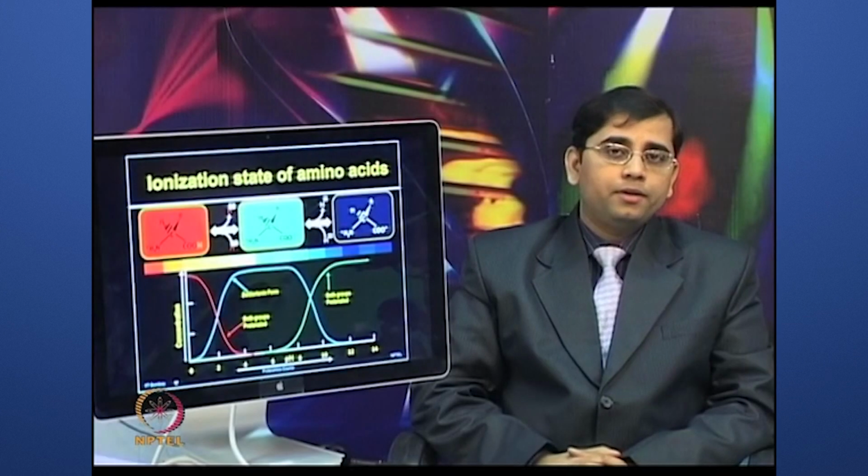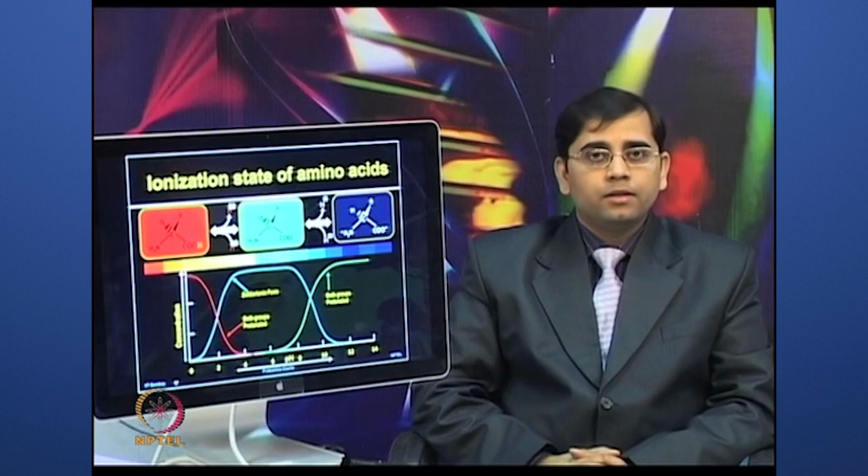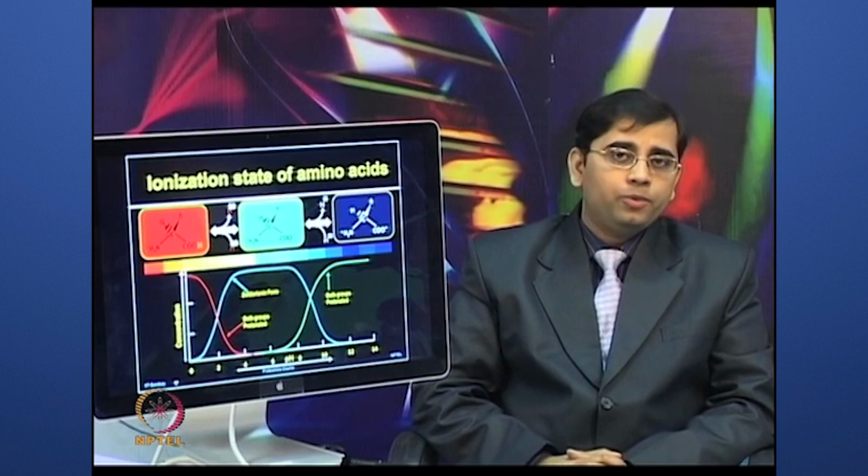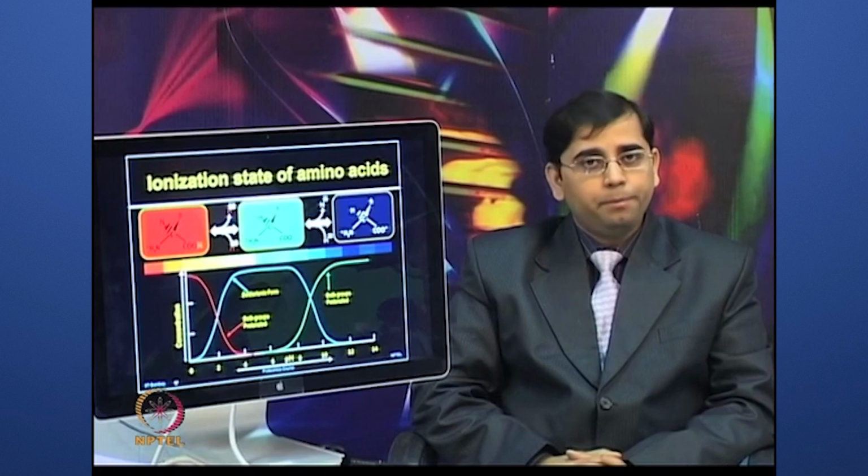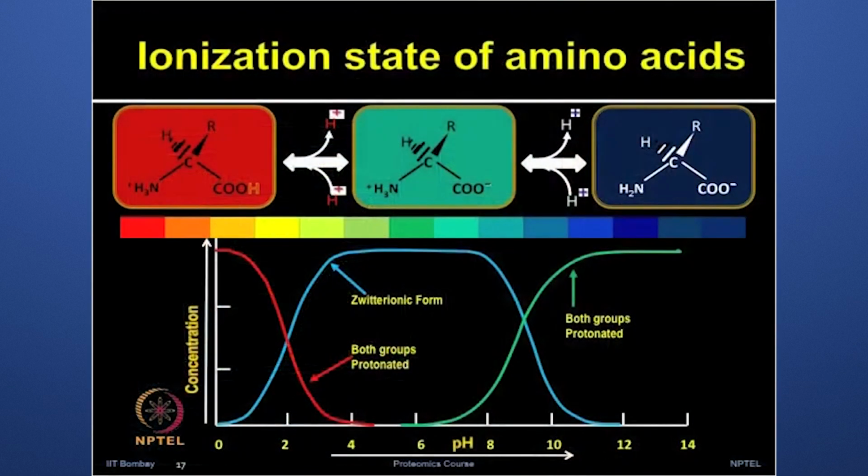Let us now talk about ionization state of amino acids. The ionization state of amino acids varies with its pH. In the acidic solution, if you follow the slide from the left to right, the amino group is protonated NH3 plus, carboxylic group is undissociated COOH.